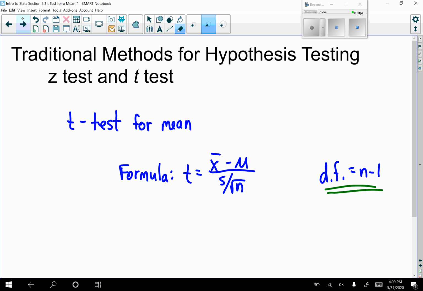What's going to change here is our t test value, as well as how we find our critical values, because when we use the Inspire, we're going to use some different options now because we're dealing with the t-distribution. So here the only thing that's changing is we're using an s instead of the sigma, and so that's going to give us a slightly different t test value versus the z test value. Again, degrees of freedom is always our sample size minus 1.